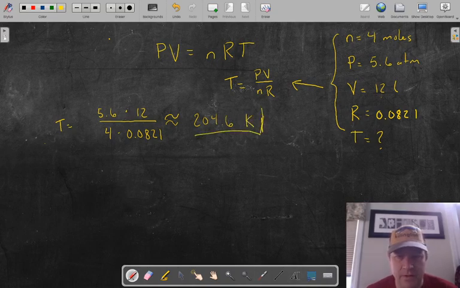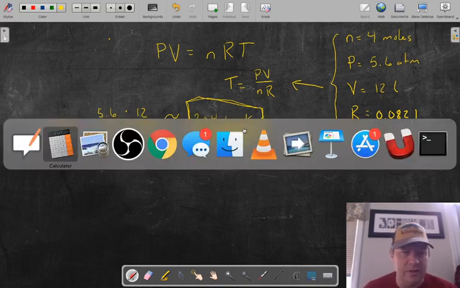Okay? So that's how you do these types of problems. You're really just solving for the one unknown you don't have, plugging numbers in, and getting the value you want. And the units magically work out because of that gas constant.